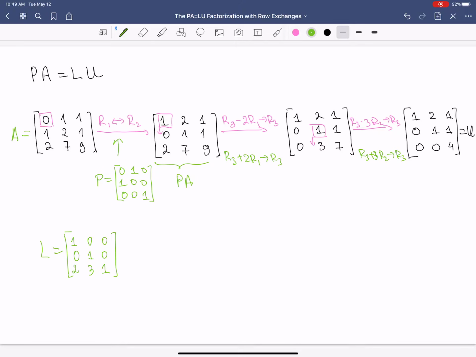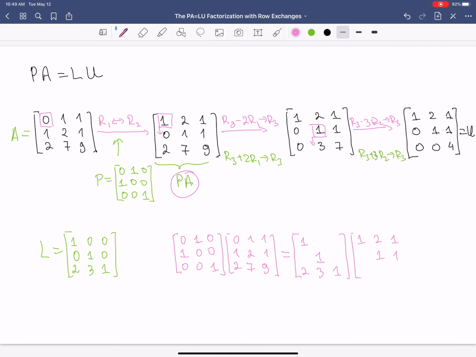So finally, what I have is that the matrix PA, so 0, 1, 0, 1, 0, 0, 0, 0, 1, times the matrix 0, 1, 1, 1, 2, 1, 2, 7, 9, remember, gives me this matrix over here, equals L, which is 1, 1, 1, 2, 3, times 1, 2, 1, 1, 1, and the 4, remembering that everything I have not written is a 0. So we have PA equals LU.